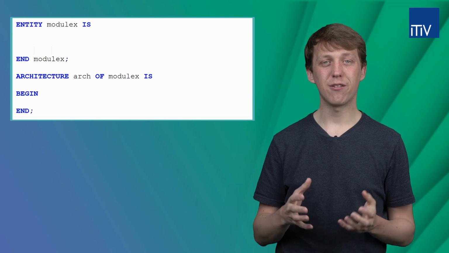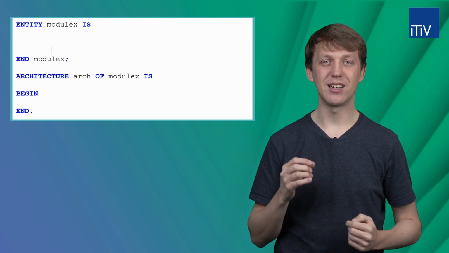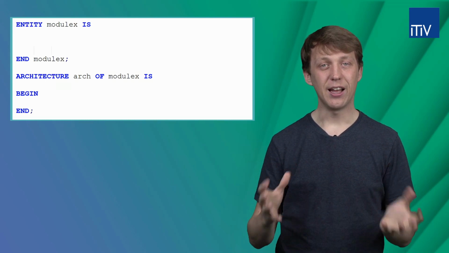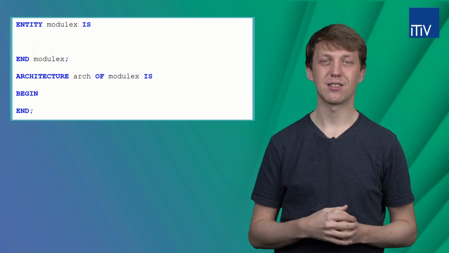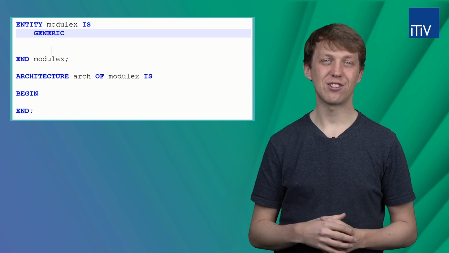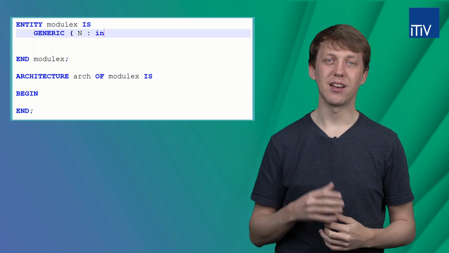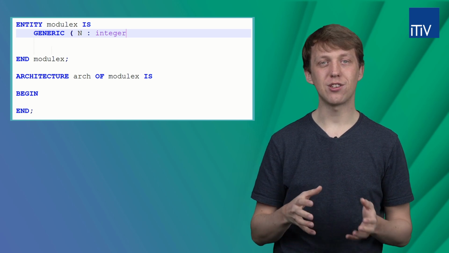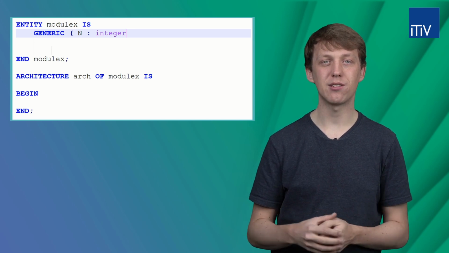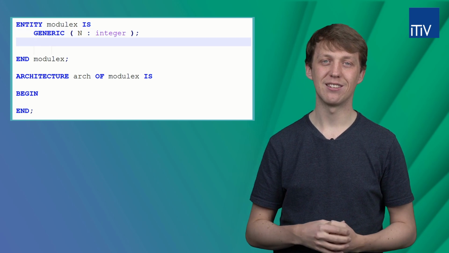First, we will have a look at the declaration in the entity. After giving the entity a name, we directly declare the generics. In this case, let's just name it n and make it an integer. Similar to the ports, we have to finish the declaration after the parentheses using a semicolon.